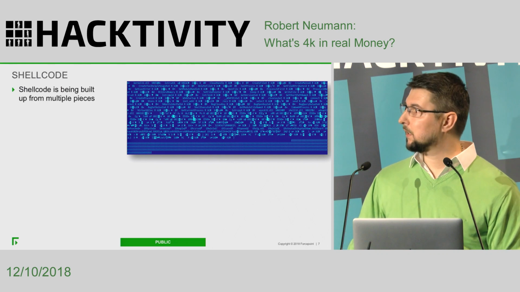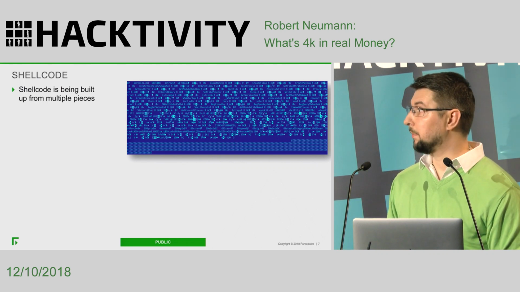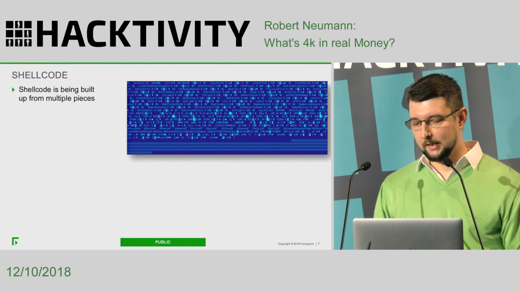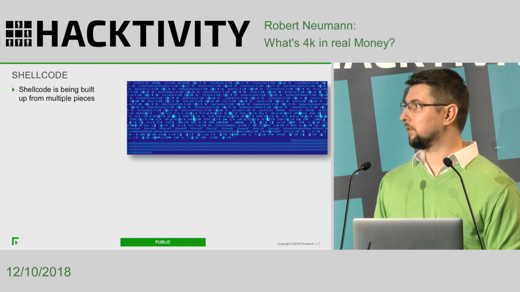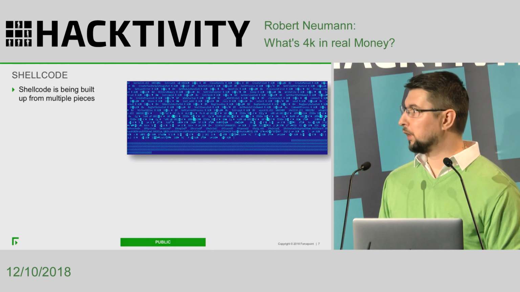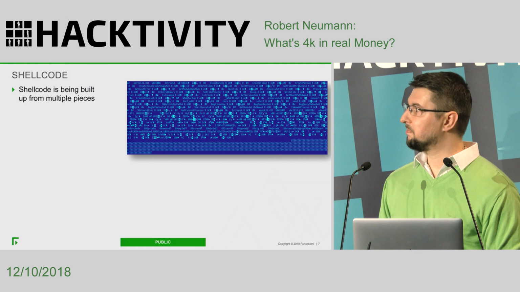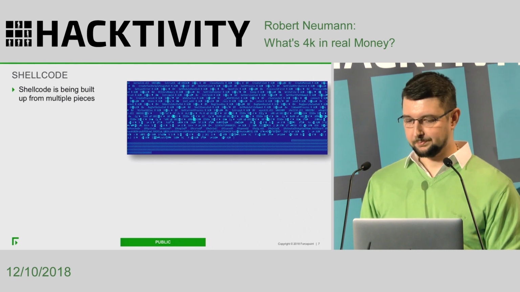So this is kind of the hex dump of the first level shellcode. As you can see, this is not that tiny. It's not clearly readable, but there are lots of API names. There are some interesting strings.